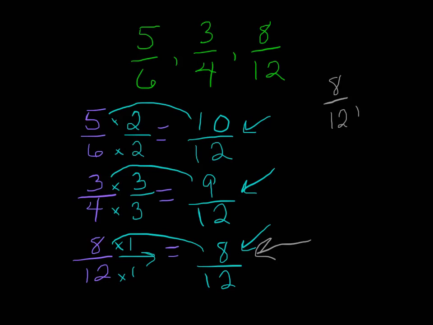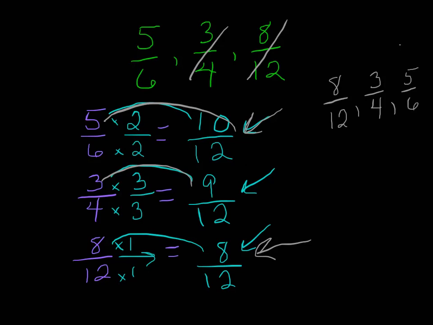Next is going to be 9/12, or we started with 3/4. And again, I'm going to cross these off so I don't use them again. And then sure enough, 10/12, or 5/6 was the next. So now we have ordered these from least to greatest by finding the common denominator between all 3 fractions. And that's going to do it.